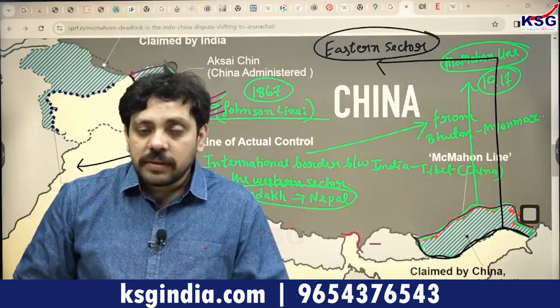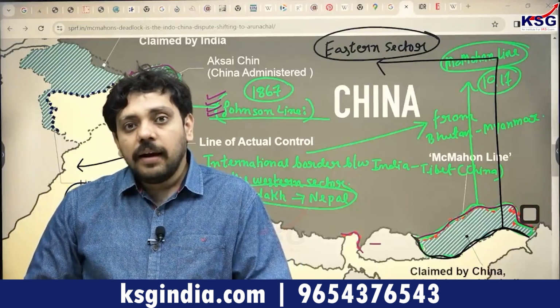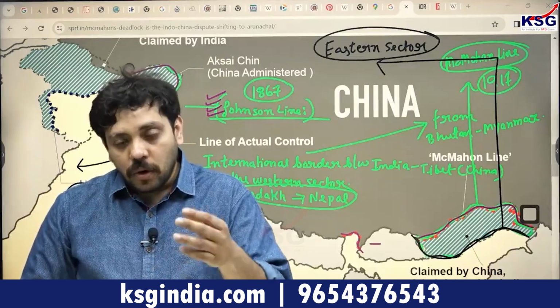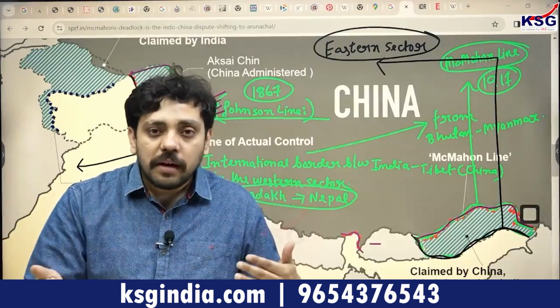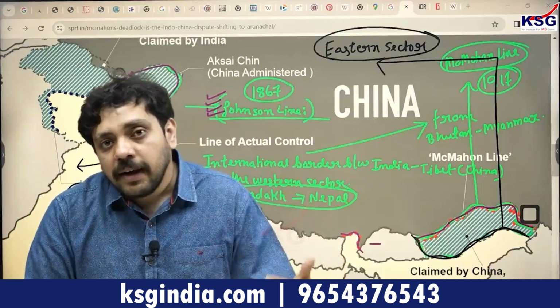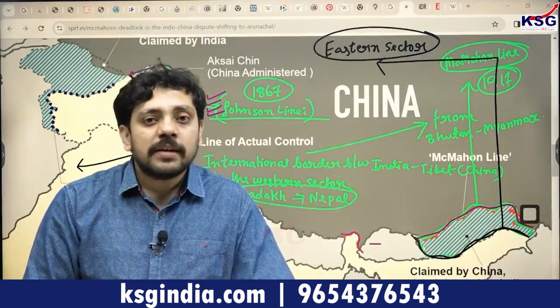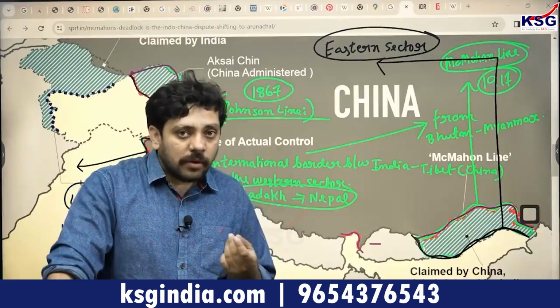Chinese claim the reverse. Chinese claim these territories were acquired by Britishers by force and fraud, and therefore the Chinese are going to reset this because all of these territories belong to Tibet. Tibet now belongs to China. Therefore, these territories belong to China. And the alternate idea that the Chinese have given in the context of this is what is known as the line of actual control, right? That's basically what we want to understand.